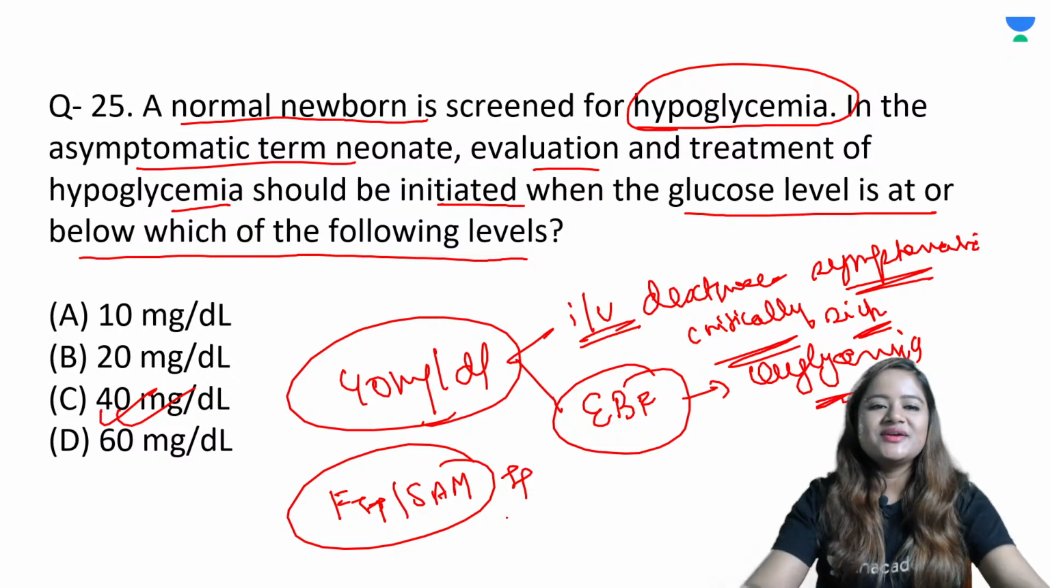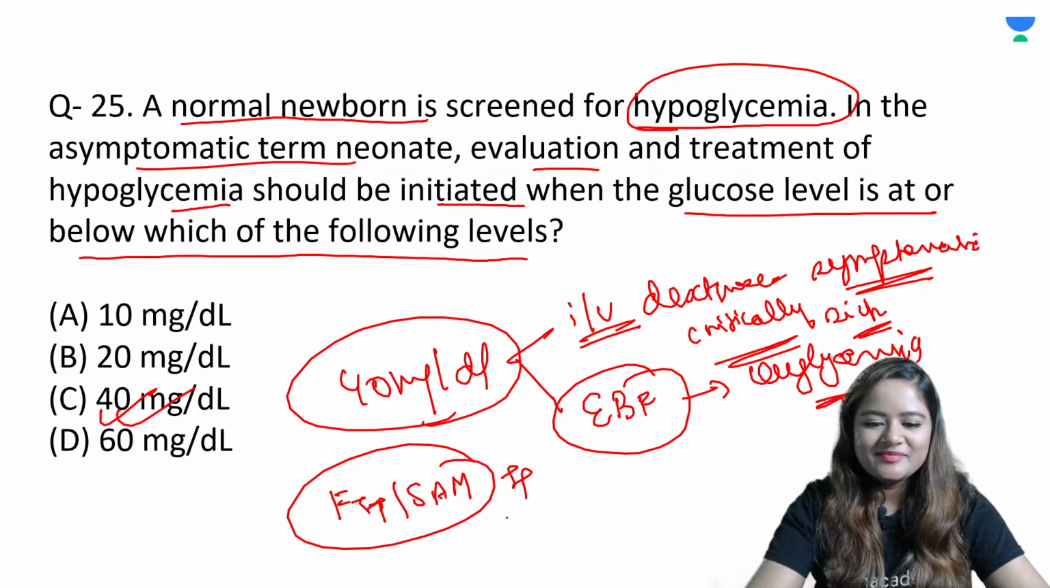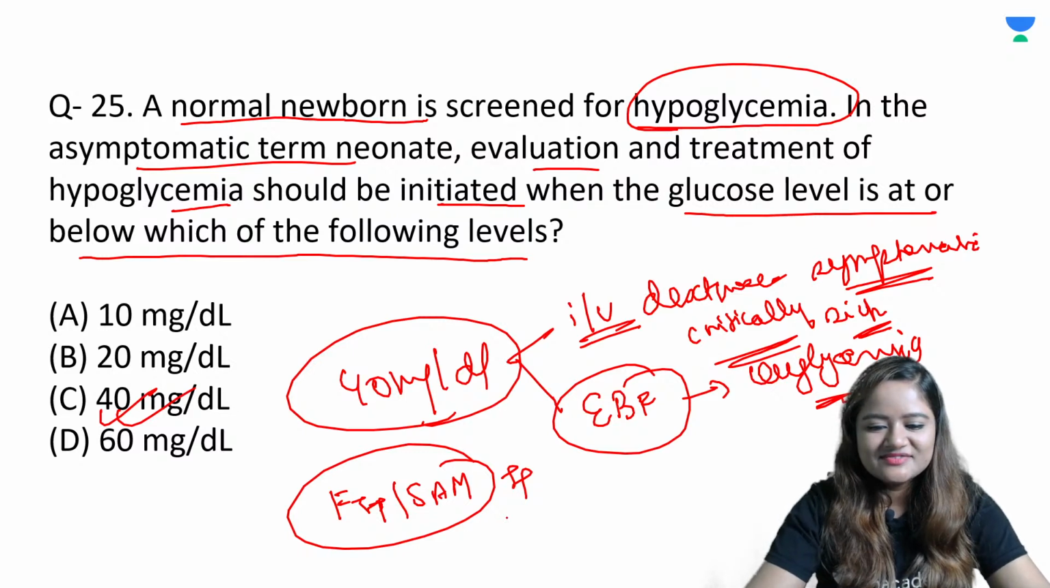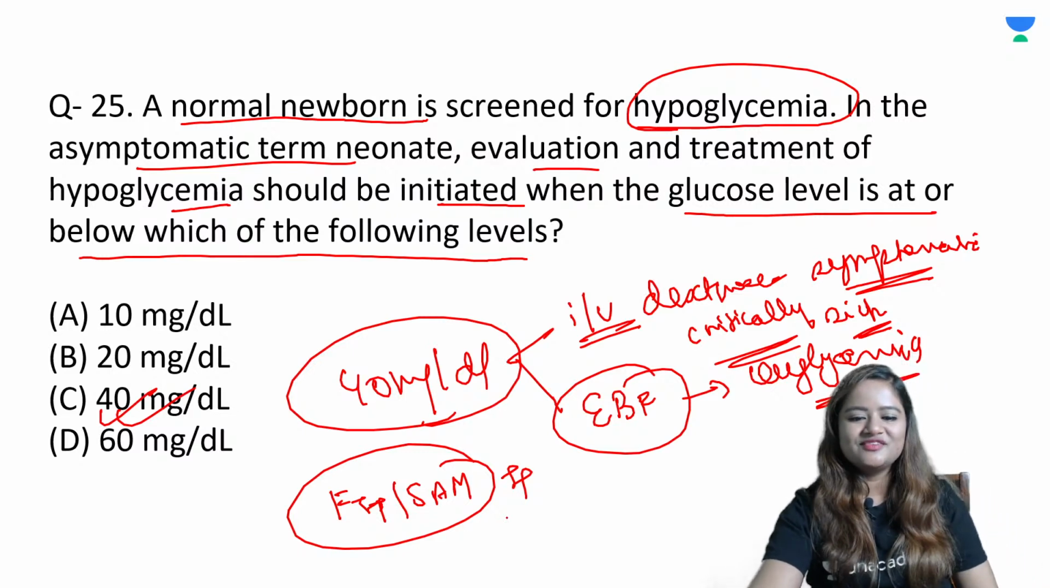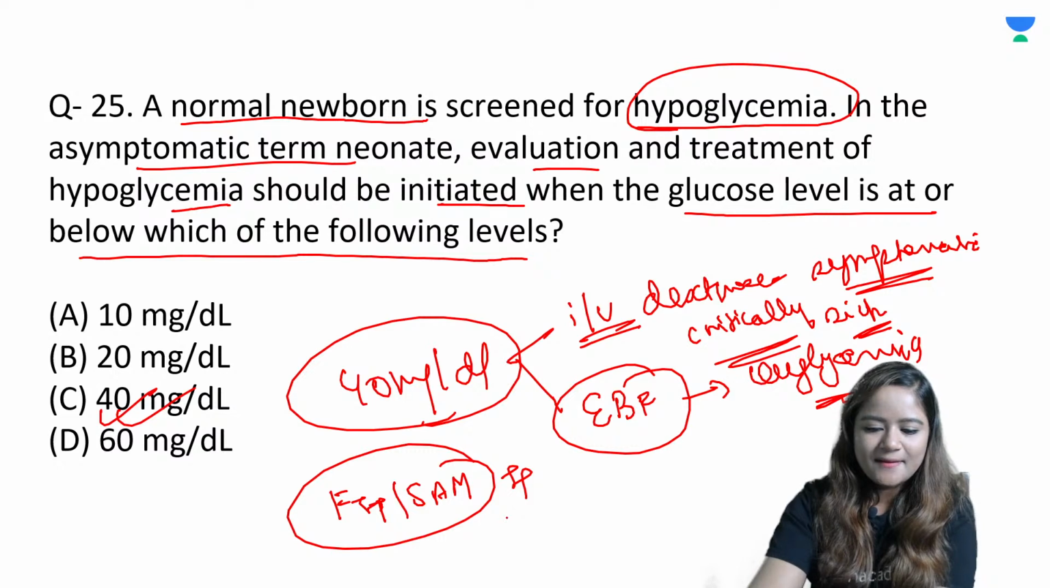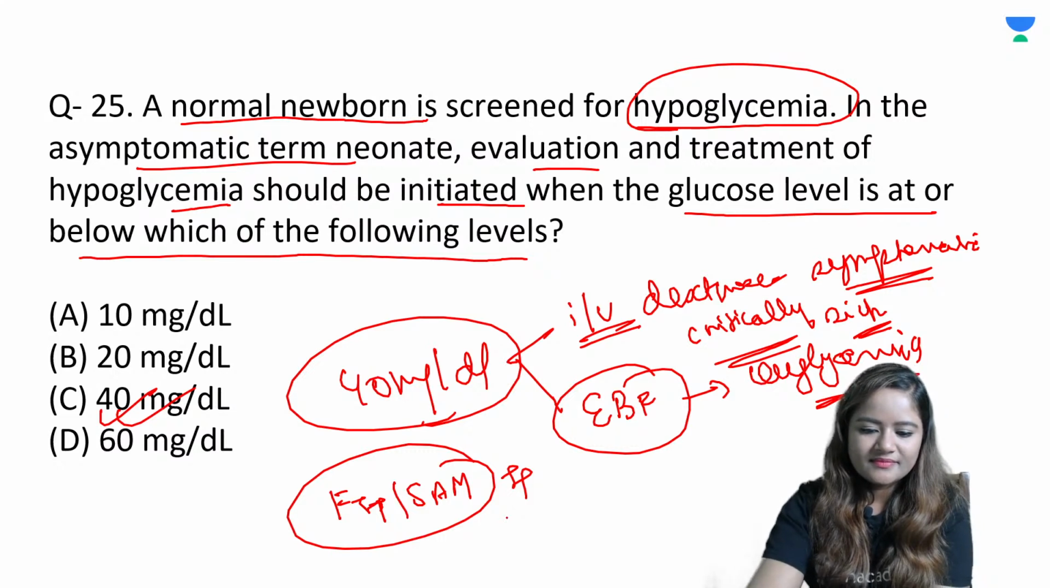Okay, so we have done 25 questions. So anybody who wants to continue with the quiz for another 25 questions so that you finish off all the pediatric MCQs today?